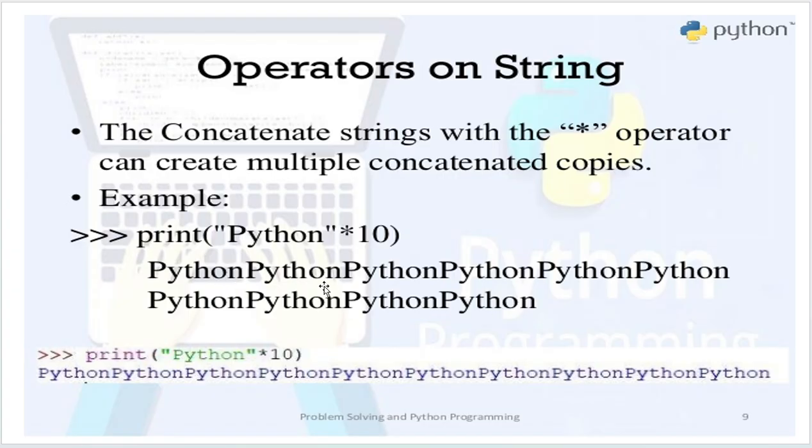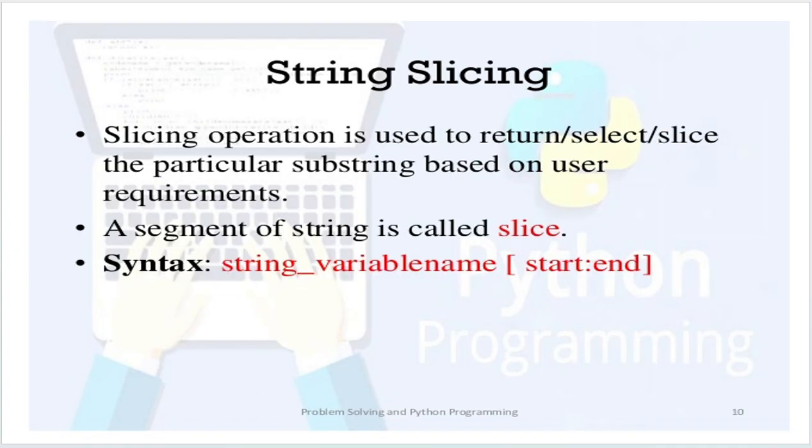Okay. If you check, as I've told you, when you do the concatenation, no space will be there in between the two strings. So this is an example of how concatenated copies can be created. Next operation is that we can see how to perform string slicing.